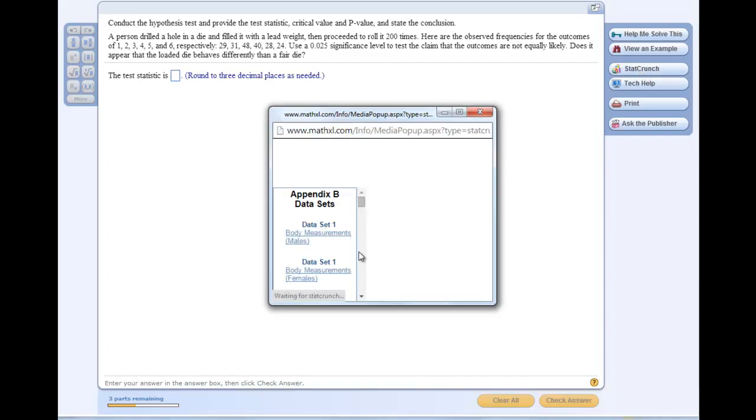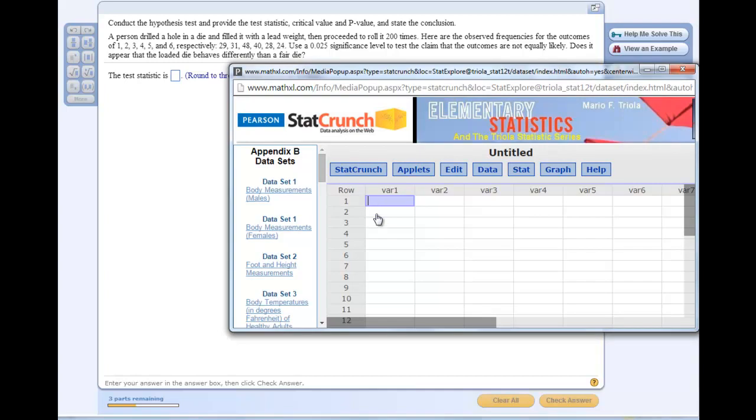So we're going to go to StatCrunch, and we'll type in those values that we see. So we have 29, 31, 48, 40, 28, and 24. These will be our observed values. So I might even label that column observed. And then we will have an expected column. And what we expect is 33.3 for each of these numbers of spots that turn up on the dice, if the dice is fair, if we expect that each side has an equal probability of turning up each time.